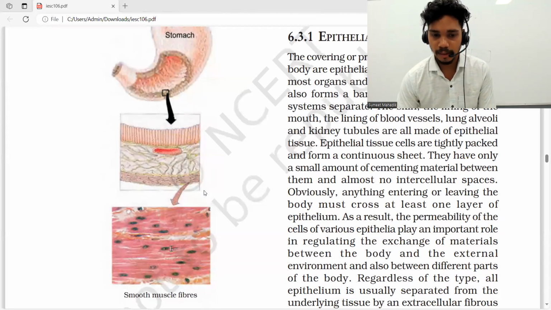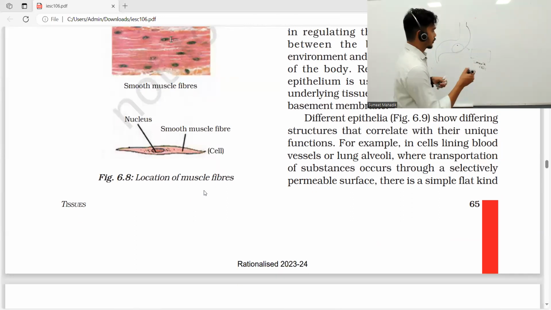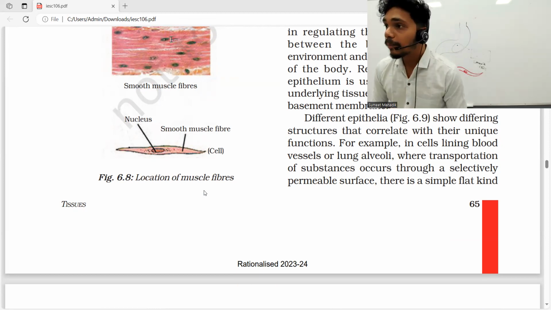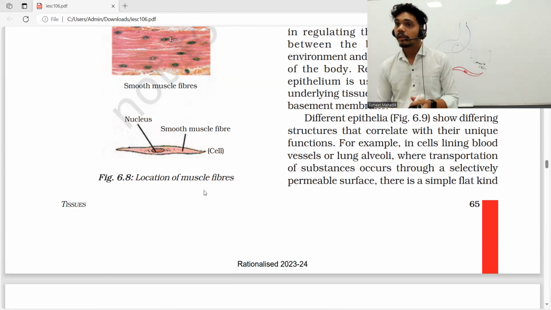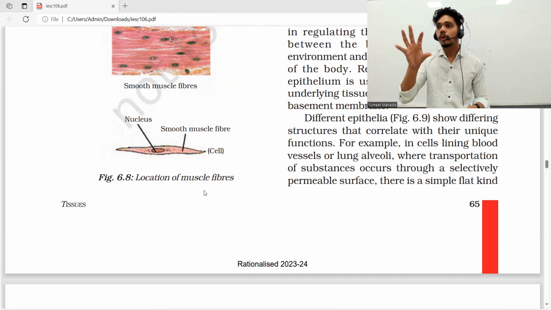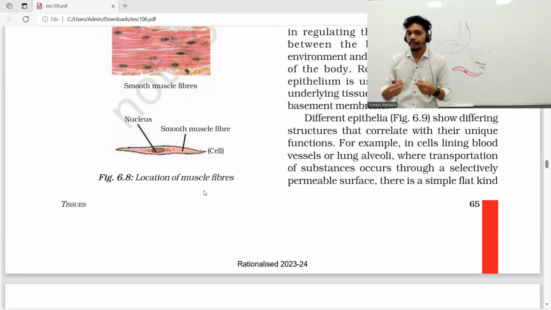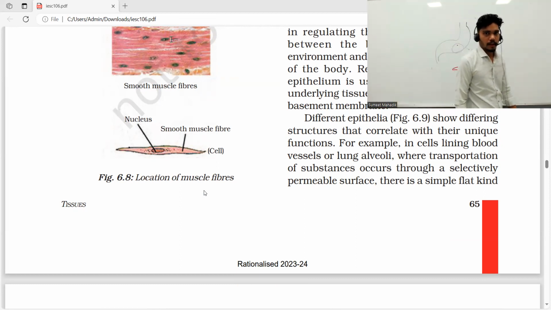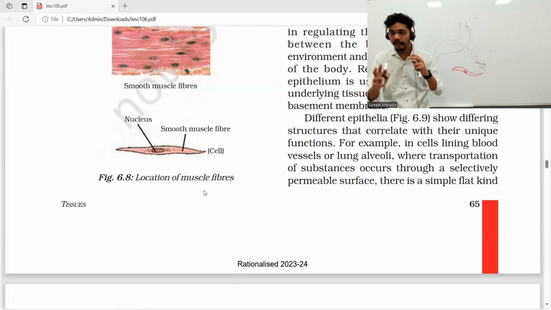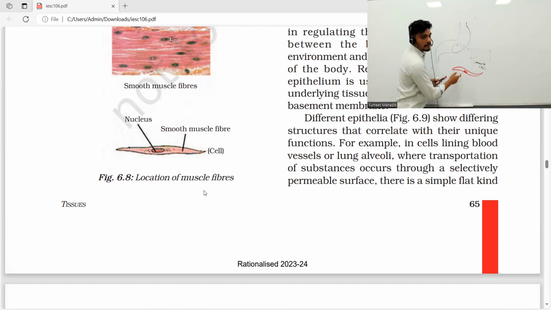So let's study. If I zoom in more, I'm getting muscle like this, and here a nucleus is there. So muscle fiber is there. What is the muscle fiber function? Locomotion. What is locomotion? If I'm moving from here to here, I'm locomotile, I'm moving, but plants are stationary. This point is clear. So this is a muscle fiber.